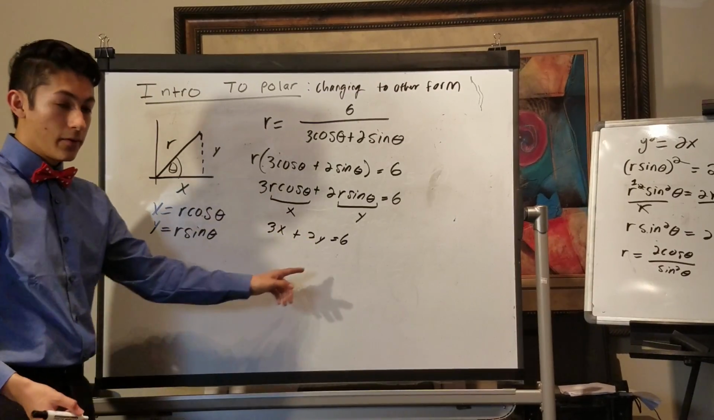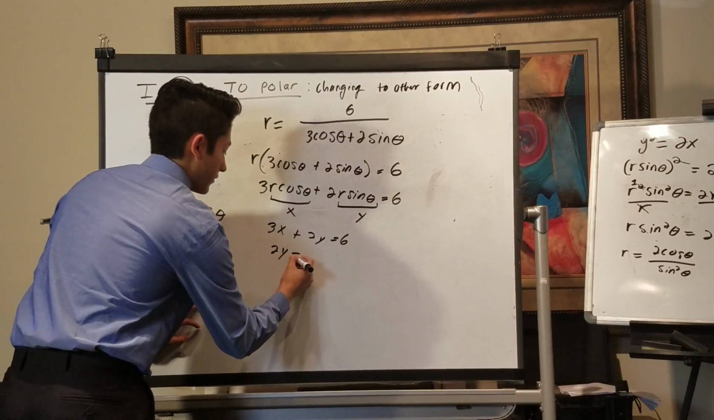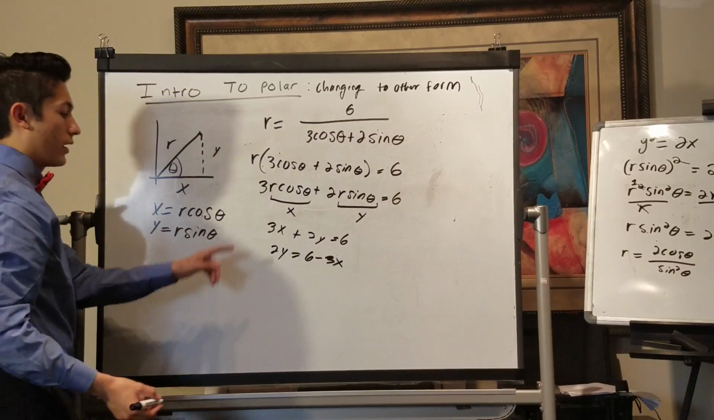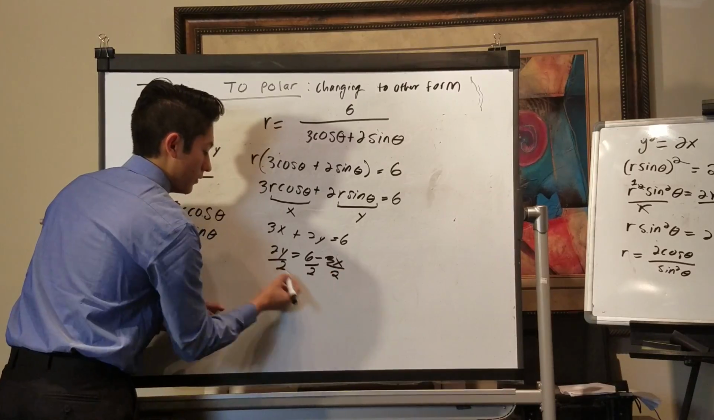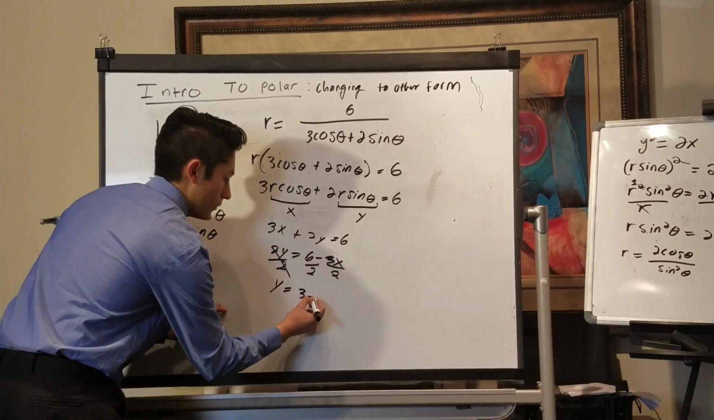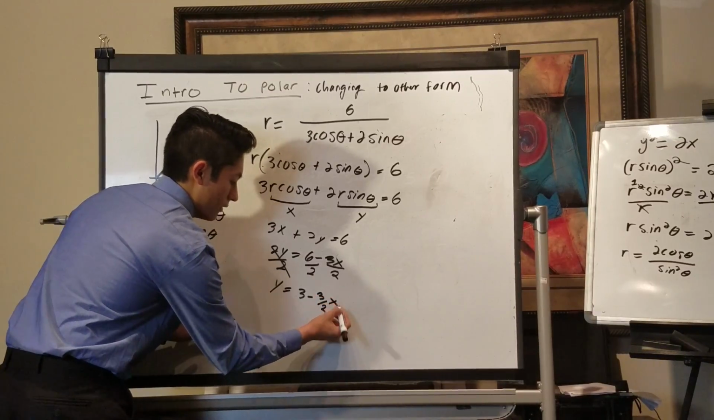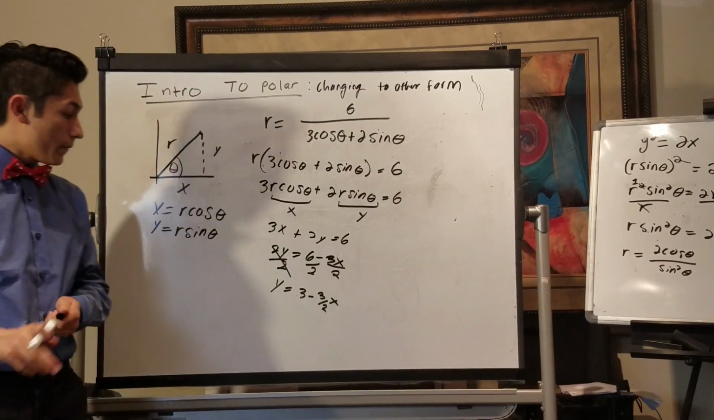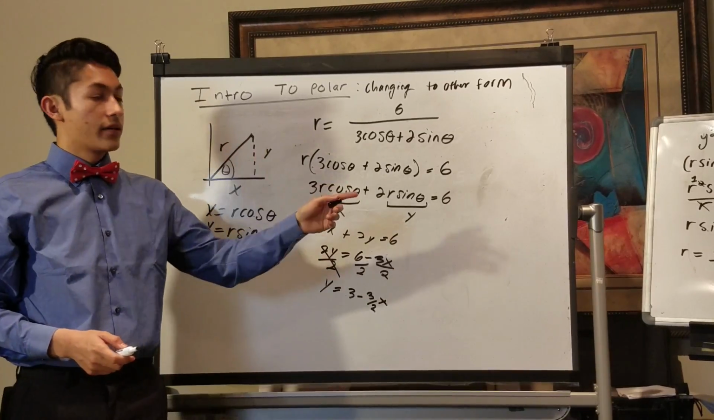And now we solve for y, and we get 2y is equal to 6 minus 3x, and divide by 2. You will get y is equal to 3 minus 3 divided by 2 x. And that is how you change from polar to rectangular and rectangular to polar.